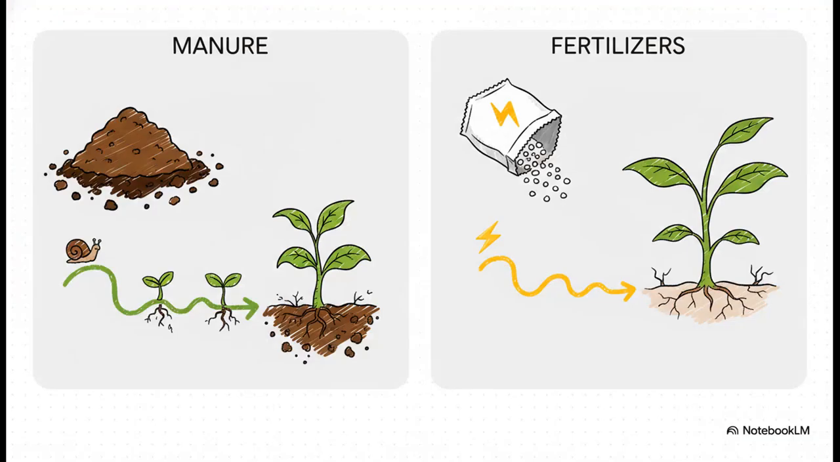Manure, as we know, is organic. It adds small amounts of all nutrients and is excellent for long-term soil health, but its nutrients are released slowly. On the other hand, fertilizers are chemical and commercially made. They add large amounts of specific nutrients and provide a very rapid boost to the plant. However, as we just discussed, they can degrade soil health over time. So you can think of it this way. Manure feeds the soil, while fertilizers feed the plant directly.